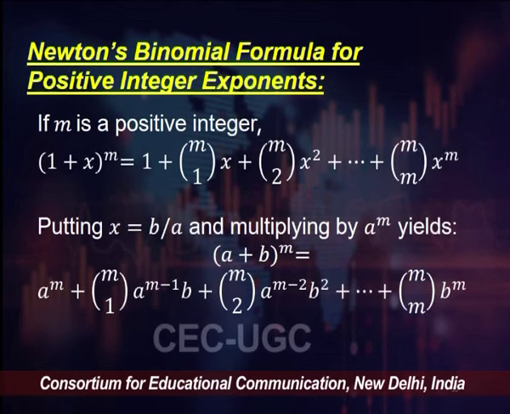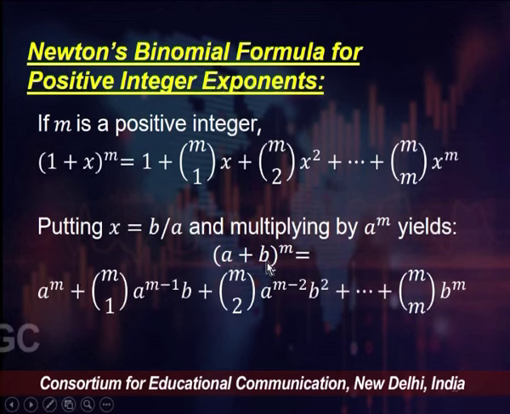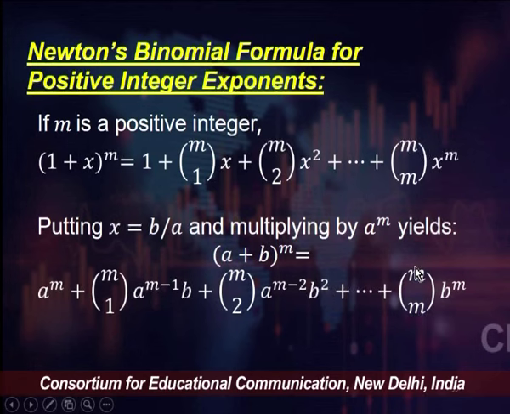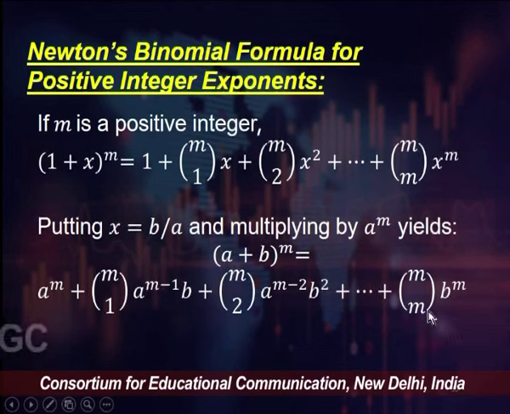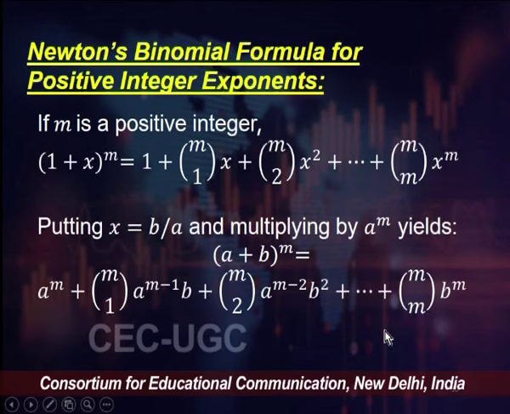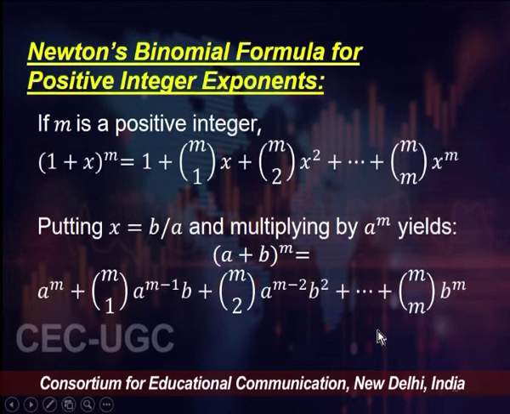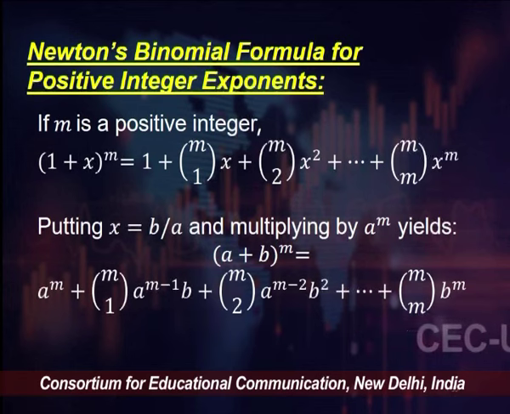Now, once you put x equal to b upon a, what do you get on the left hand side? You get a plus b to the power m, right? And that a to the power m which you have in the denominator when you take the LCM, you can cross multiply all the terms on the right hand side with a to the power m, which will then give you the desired result, which is a to the power m plus mc1, a to the power m minus 1 times b and so on till b to the power m. So, there is a clear linkage between Newton's binomial formula, which you saw as an application of Taylor's formula, and the binomial formula that you do in school, under a certain set of assumptions.